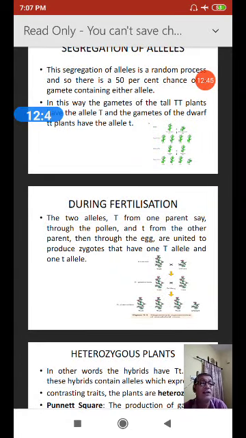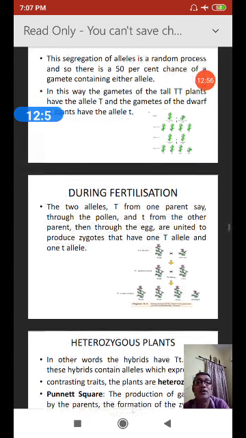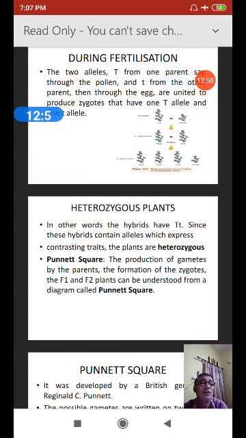The two alleles, T from one parent, say through the pollen, and small t from the other parent in the egg, unite to produce a zygote, one T and another small t. So next, the heterozygous parent. In other words, the hybrid has capital T small t. Hybrids contain alleles which express contrasting traits. The plant is heterozygous. So how do we explain it?